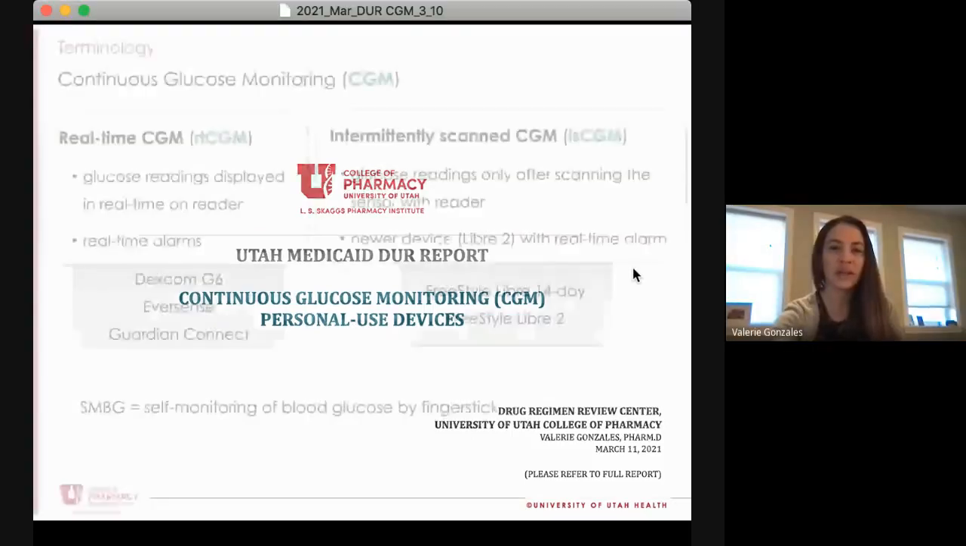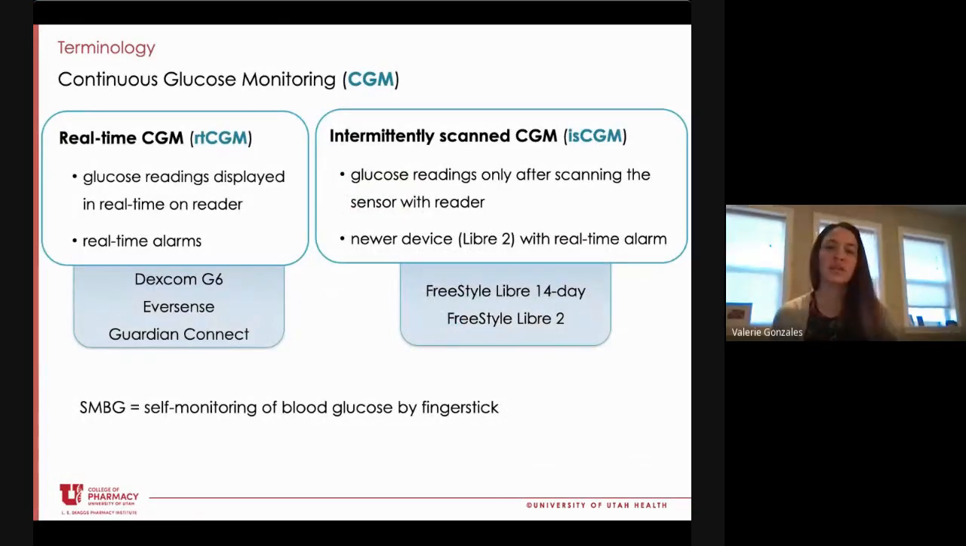Okay. So today we are reviewing continuous glucose monitoring devices and their place in therapy, specifically the personal use CGM devices. In this presentation, I'll be referring to two types of CGM systems: the real-time CGM, abbreviated RT-CGM, and intermittently scanned CGM, abbreviated IS-CGM. Both groups of devices continuously measure glucose levels. The RT-CGM systems also continuously display glucose levels to the user in real time and have real-time alarms. With IS-CGM, although glucose is continuously measured, the levels are not continuously displayed in real time. Levels display on the receiver only after the user has manually scanned the sensor on their arm with the receiver.